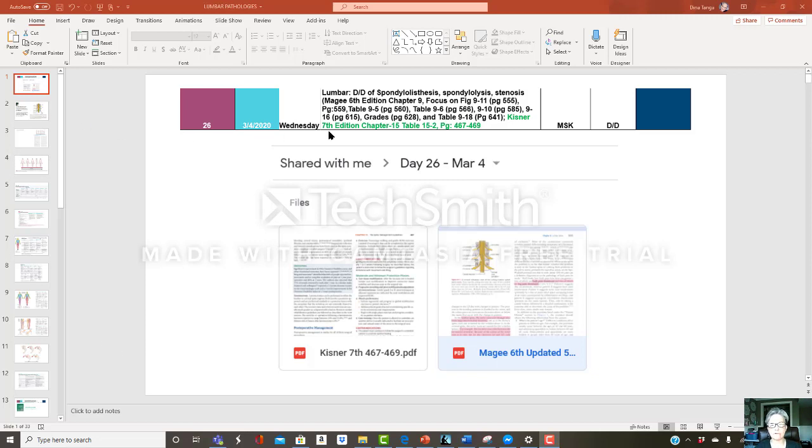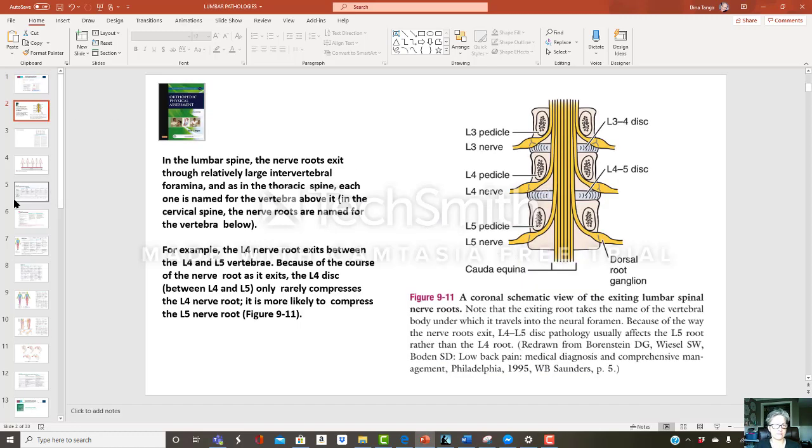The first thing that we're going to be looking at is Magee, 6th edition, chapter 9, focus on figure 9-11. Okay, so in the lumbar spine, the nerve roots exit through relatively large intervertebral foramina, as in the thoracic spine. Each one is named for the vertebra above it. In the cervical spine, the nerve roots are named for the vertebra below it. For example, the L4 nerve root exits between the L4 and L5 vertebrae.